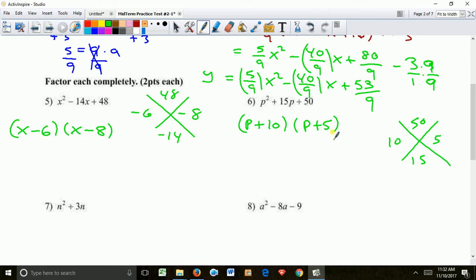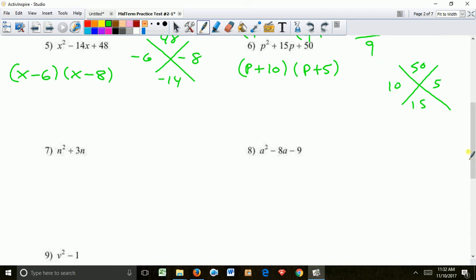For number 7, you can factor out the greatest common factor. In this case, it's going to be n. So take n times the quantity of n plus 3. When you factor out an n, that's the same thing as dividing everything by n. n squared divided by n is n. 3n divided by n is 3. So now we get n times the quantity of n plus 3.